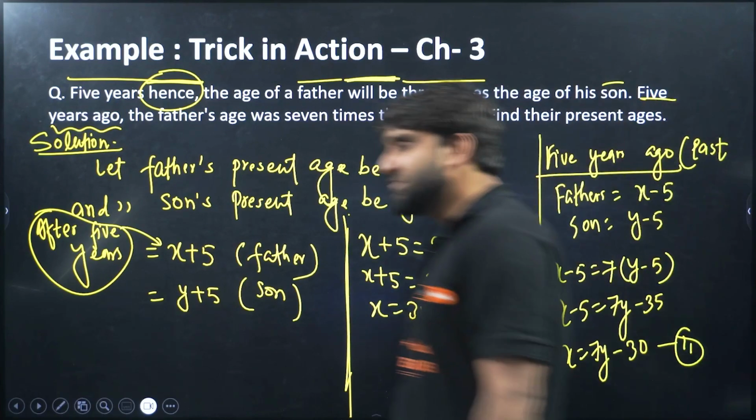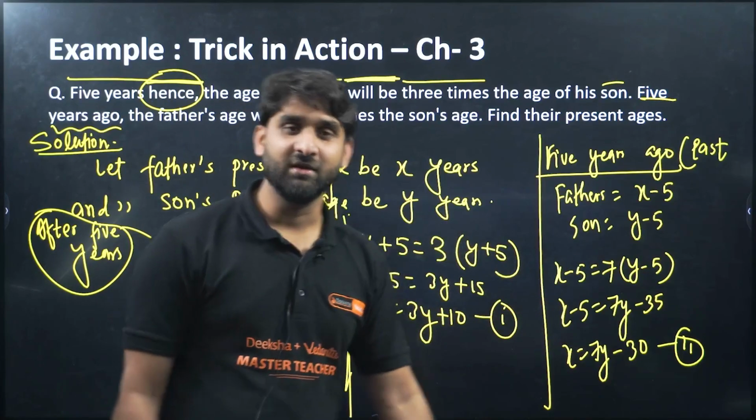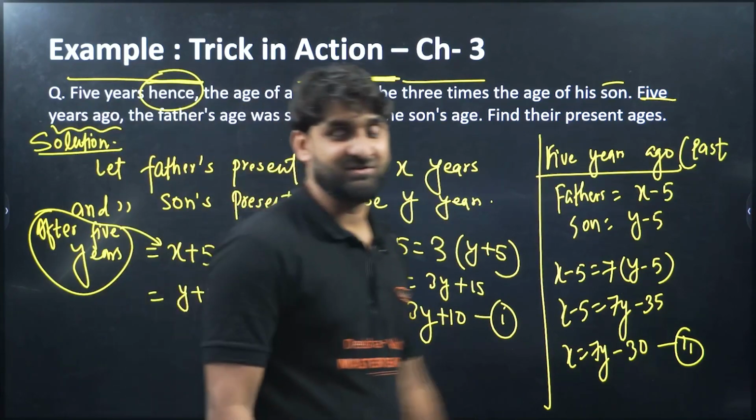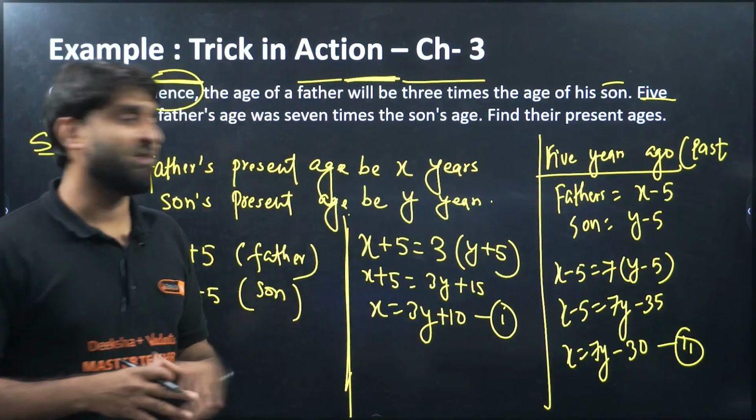On solving the first and second equations, either using the elimination method or the substitution method, you can get x and y. And x and y are their present ages. So this is the way, guys, how you can solve word problem questions comfortably.